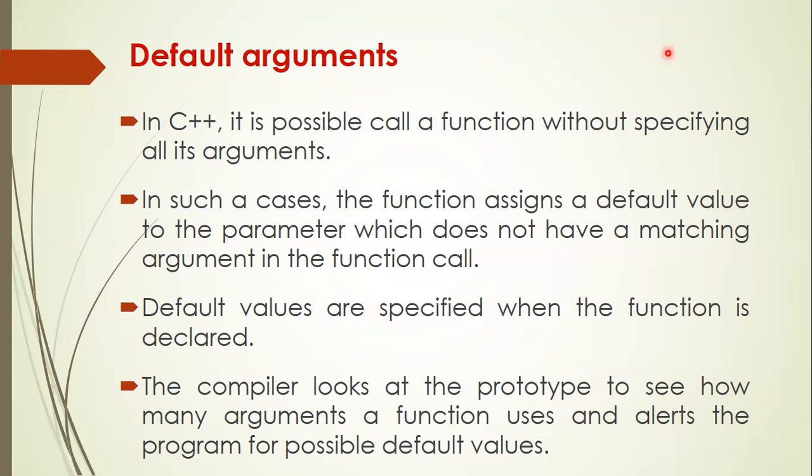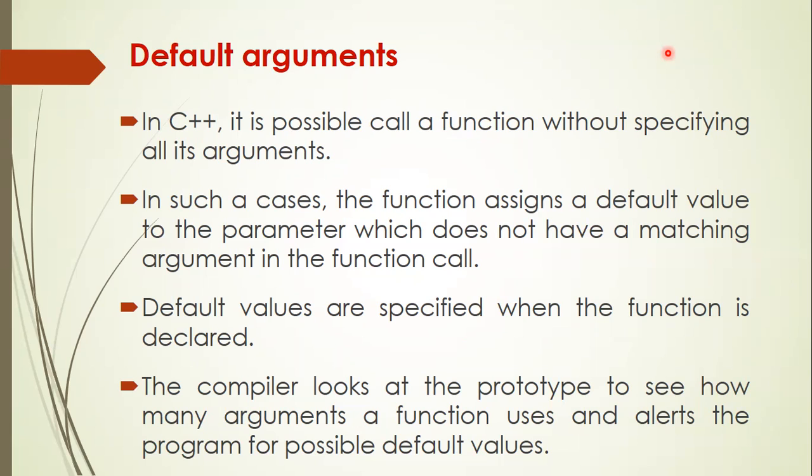But in C++, it is possible to call a function without specifying all its arguments. If the prototype mentions four arguments, while calling you can call with all four arguments, with three, with two, with one argument, or without any argument also. But that is possible only through the concept of default arguments.